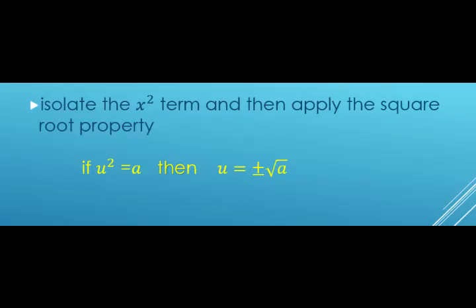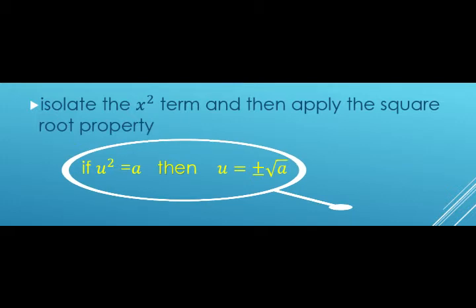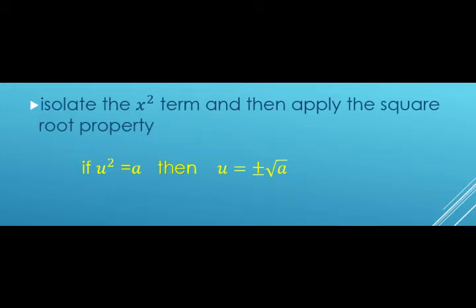Now, in solving a quadratic equation using the extracting the square root method, we have to isolate the x squared term and then apply the square root property, which states that if u squared is equal to a, then u is equal to positive negative square root of a.